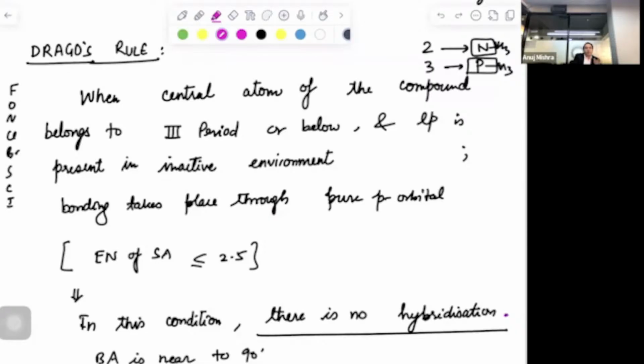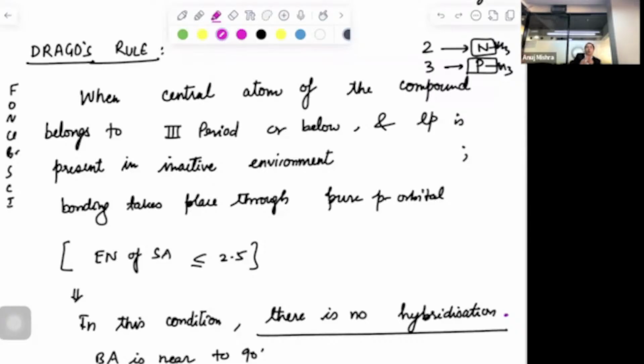The central atom of the compound belongs to the third period or below. Which is the third period? The boron period is the second period. Below boron is aluminium, third period. Below carbon is silicon, third period. Below nitrogen is phosphorus, third period. Below oxygen is sulfur, third period. Below fluorine is chlorine, third period. Can you visualize third period elements? Third period or below means you can go even further down, like phosphorus, arsenic, etc.